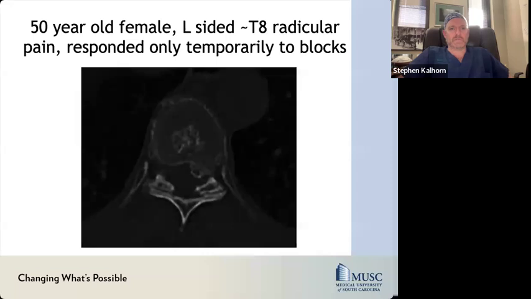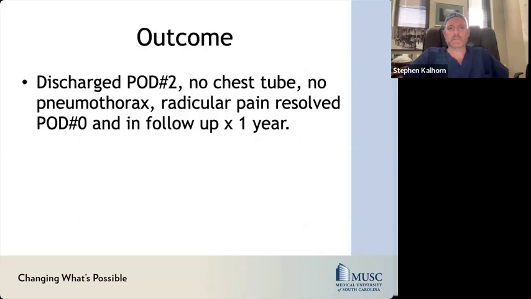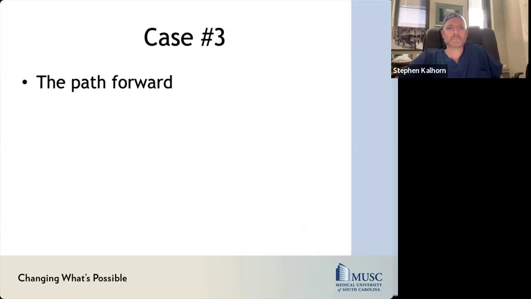All right, so this is the lady with a thoracic radiculopathy. This is a great approach for that problem because it's a lot easier. It's just not as high risk, and people usually do great from that kind of thing. It's post-op day 2 discharge and pain resolved with delayed follow-up too.